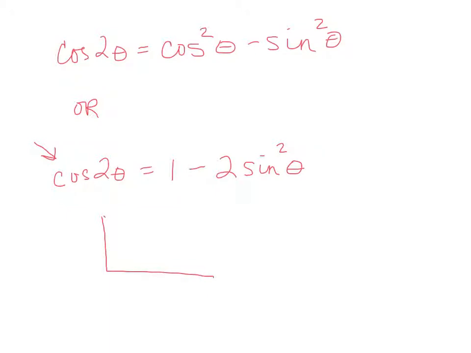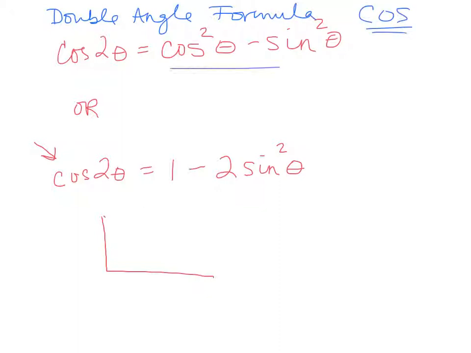Sorry. So this is the double angle formula for cosine. Double angle formula for cosine. Cosine actually has 2 of them that will give you the cosine of double the angle.